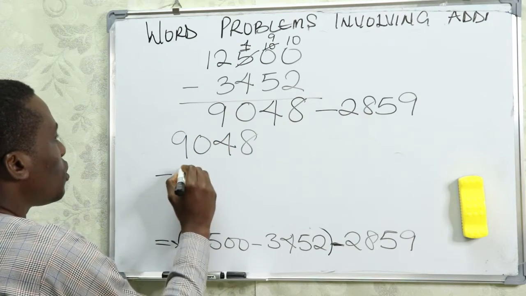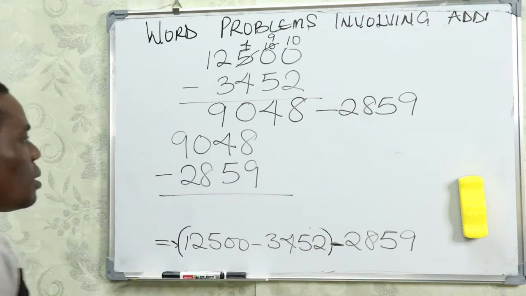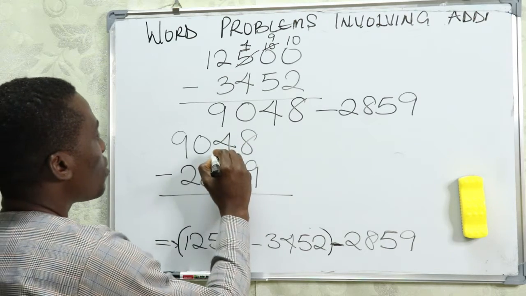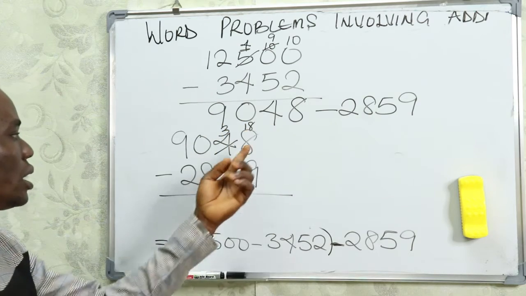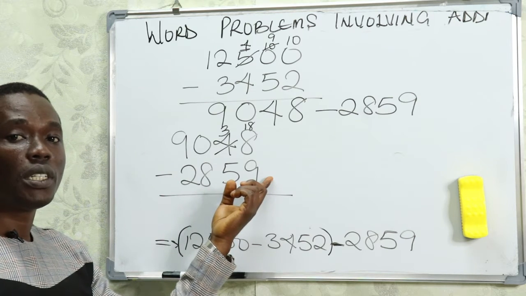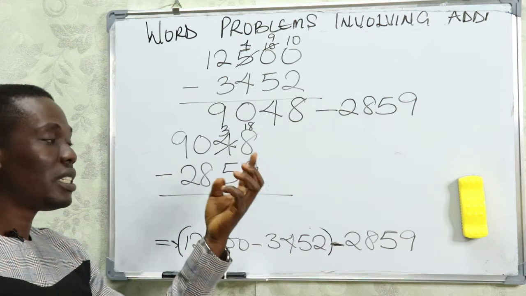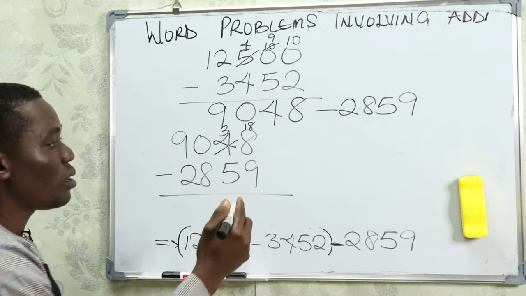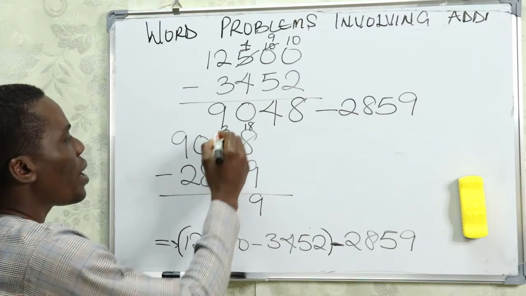So we have 9,048 minus 2,859. Remember, this is 8. 8 minus 9, you know it's not possible. We'll take 1 from here, makes this one 3, and this becomes 18. 18 minus 9 will give you what? 9, 10, 11, 12, 13, 14, 15, 16, 17, 18. That will give you 9, because 9 plus 9 is 18. Good.